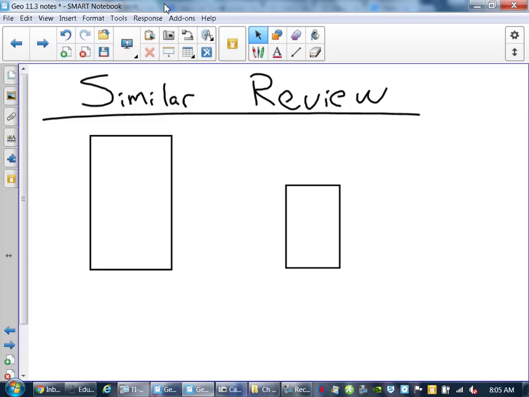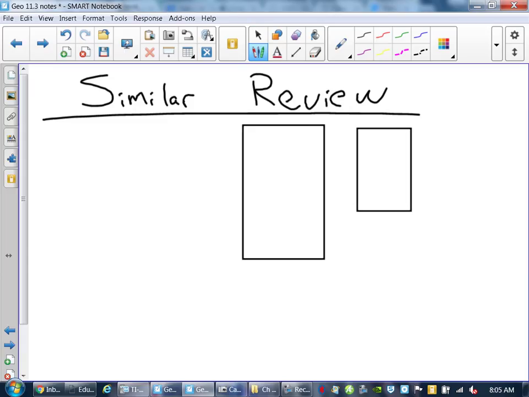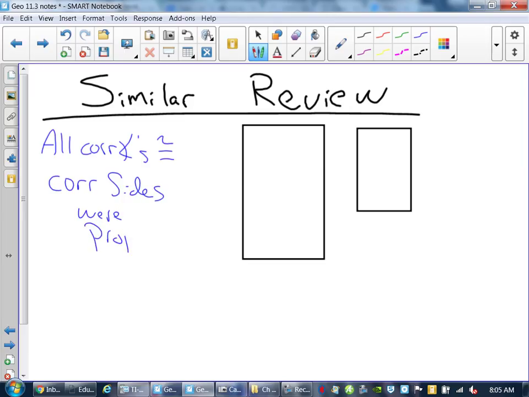And with similar figures, in order for two figures to be similar, all corresponding angles were congruent, and all corresponding sides were proportional. They were all proportional. And what we did was we used what was called a similarity statement. Real easy one to remember.